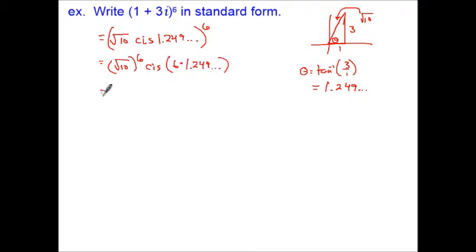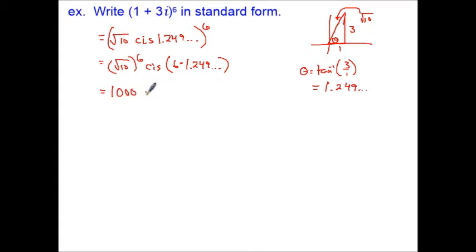Root 10 to the 6th, hopefully you can actually do that in your head, because the root is like the 1/2 power, and you're taking it to the 6th power, but you're doing 1/2 times 6, which becomes a 3. So what I end up with is 10 to the 3rd, which is 1,000. If you don't believe me, please type that in a calculator.